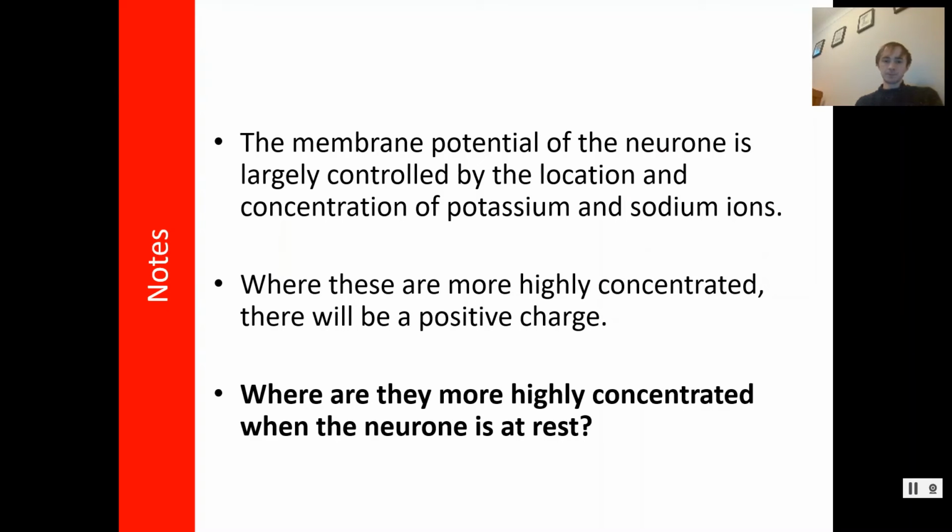Now, what we're going to talk about now is how we keep the inside of the neuron negative relative to the outside. And we do that by controlling the location and concentration of the different ions, potassium and sodium particularly. And basically, where there's more of those two, they'll have a positive charge. So if we know that the outside of the membrane is positive, we probably know there's more potassium and sodium overall outside the cell than inside the cell.